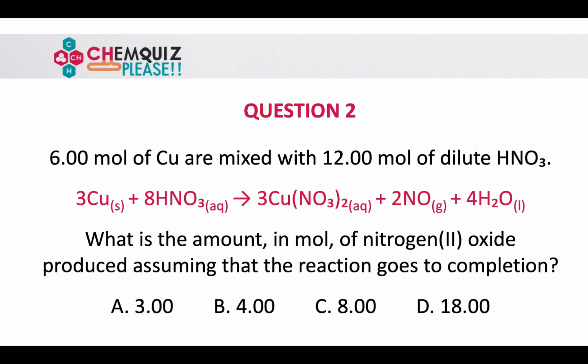Next up, question 2. You have 6 mole of copper reacting with 12 mole of dilute nitric acid. What is the amount in moles of nitrogen oxide produced if the reaction goes to completion? Think carefully and choose your answer.